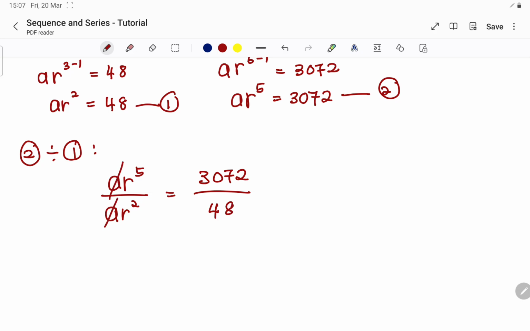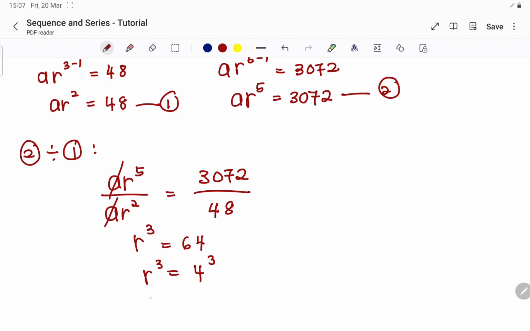Now, we have A divided by A, you cross off. And then we have R to the power of 5 divided by R to the power of 2, you will get R to the power of 3 equal to 3072 divided by 48, you're going to get 64. Now, R to the power of 3 is equal to 64. 64 you can change to 4 to the power of 3.